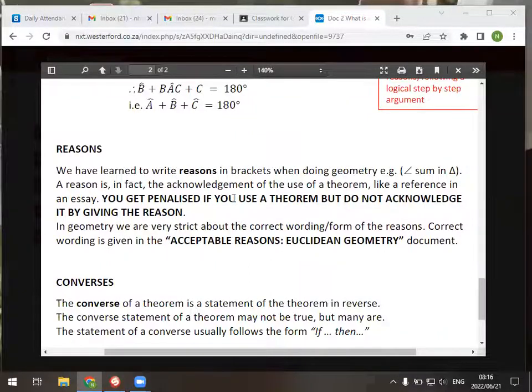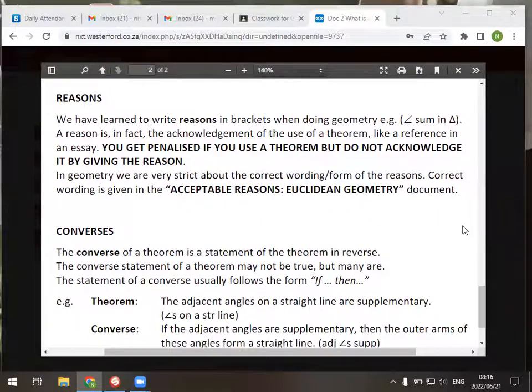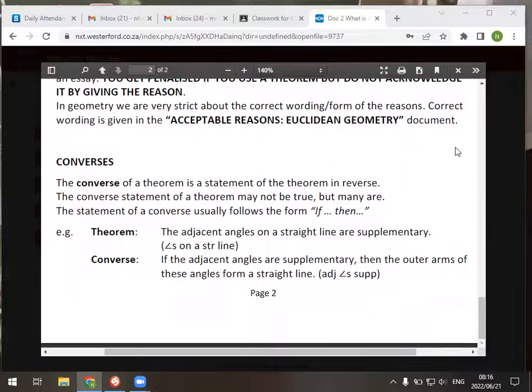Reasons, they're just saying here you get penalized if you use a theorem but do not acknowledge it by giving the reason. I think we all know that already. And you have that document that I've given you.